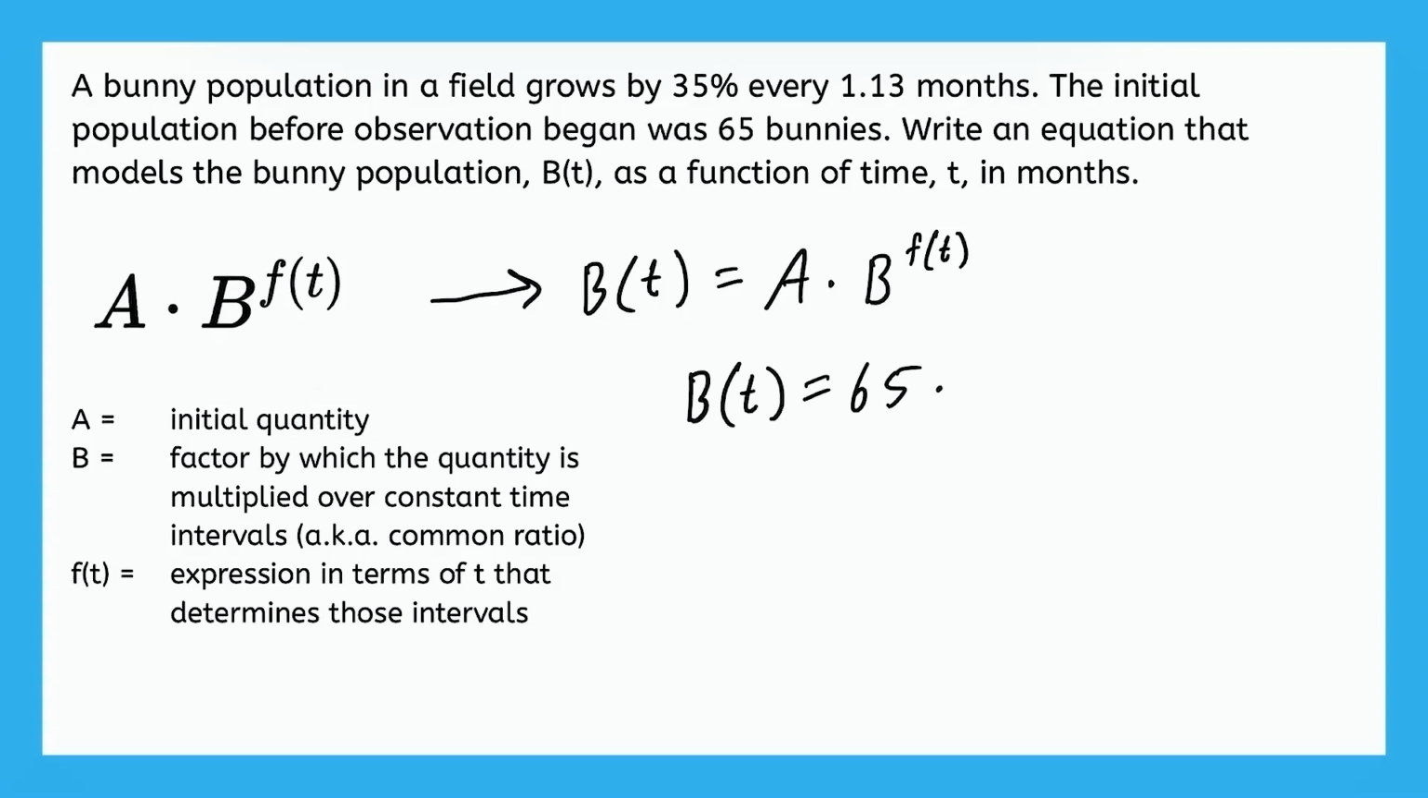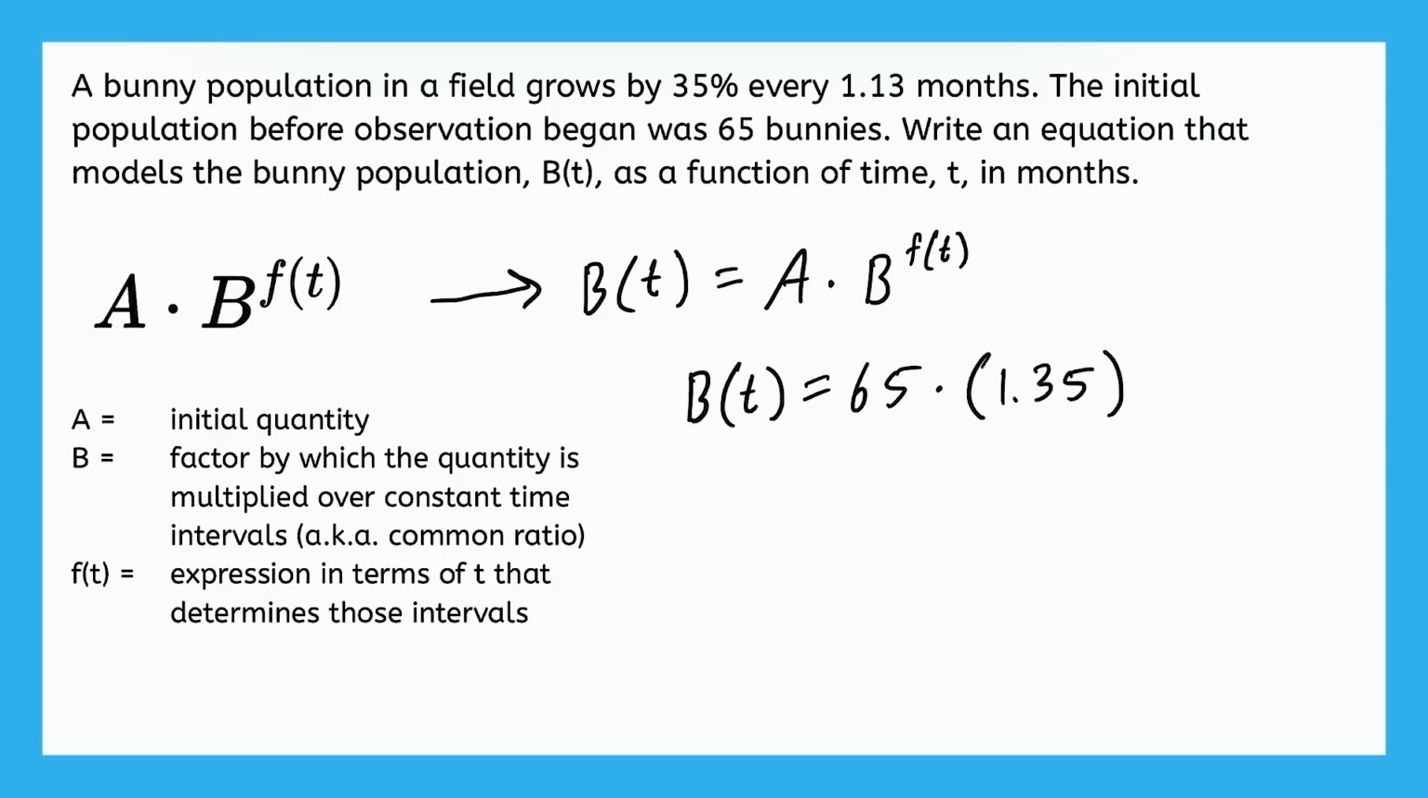What is B? Well, for our purposes, B represents the factor by which the initial quantity, 65, is multiplied over constant time intervals. Now, we've seen this concept before, and we call that the common ratio. Now, don't get freaked out by all those words, because B we just get from the rate of growth or decay. In this case, it's a growth of 35% every 1.13 months. But we need to describe it as a factor. So as I mentioned before, 35% growth is growth by a factor of 1.35.